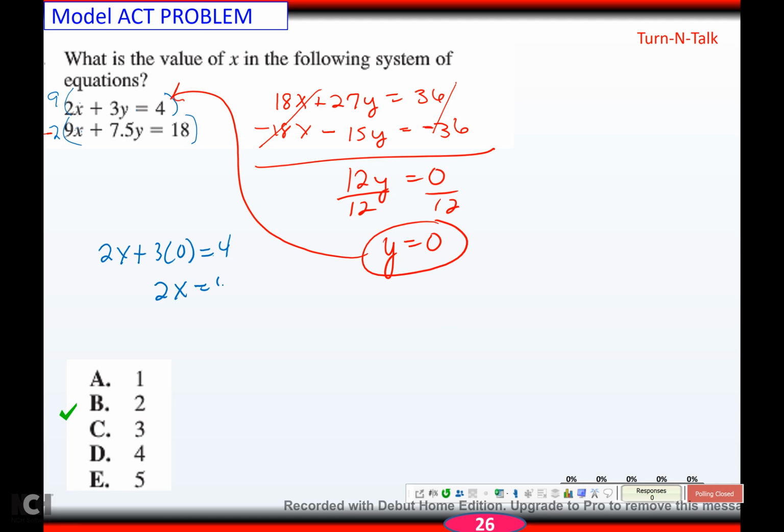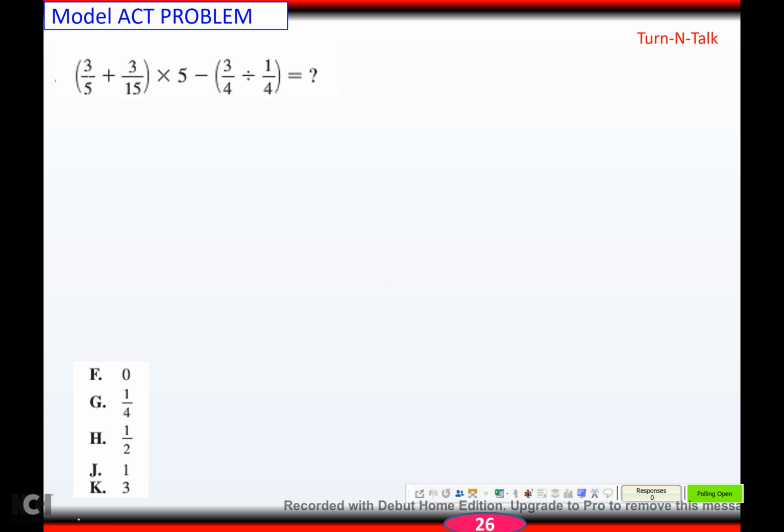That's 2x equals 4 because that's nothing. Divide by 2 and x equals 2. And they didn't want the value of y, they just wanted the value of x. Okay? Try this one, hit pause, come back when you're ready.